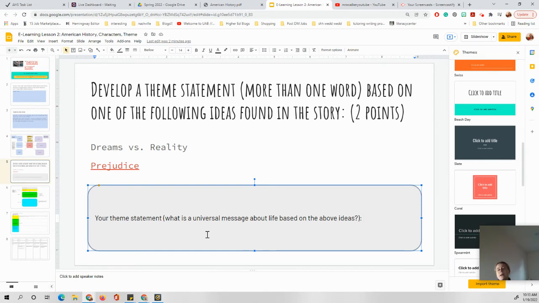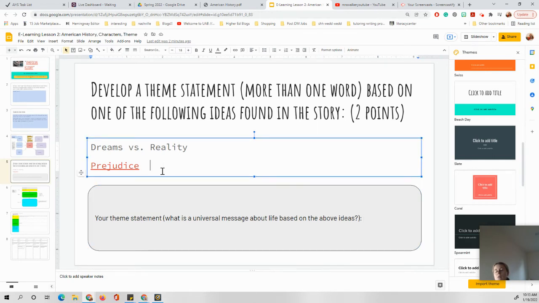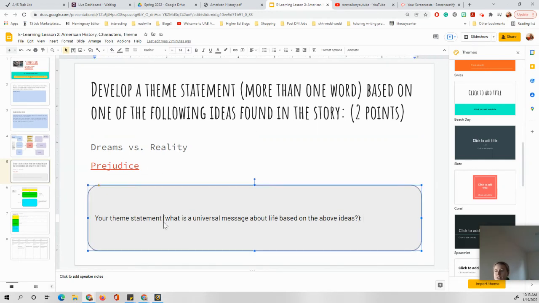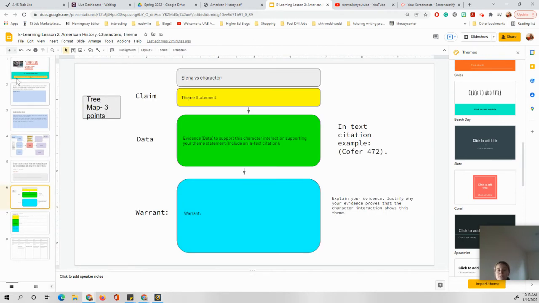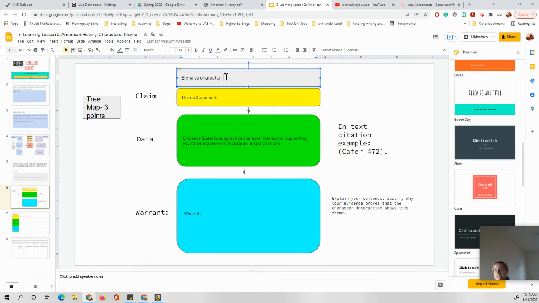What is a message? What is a lesson about life based on these two ideas, dreams versus reality or prejudice? That's what I want you to write in this gray box for 2 points. Then we're going to do something called a tree map next. In our tree map, you're going to pick which character you want to focus on. So maybe you really are thinking, I want to focus on that interaction between Eugene's mother and Elena.